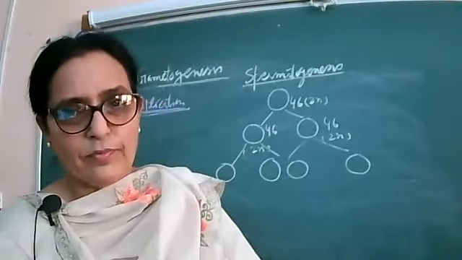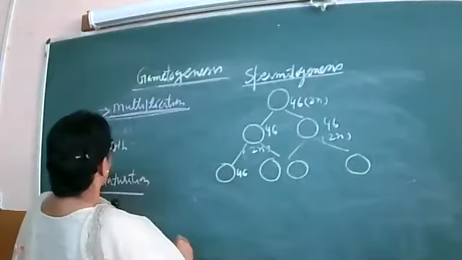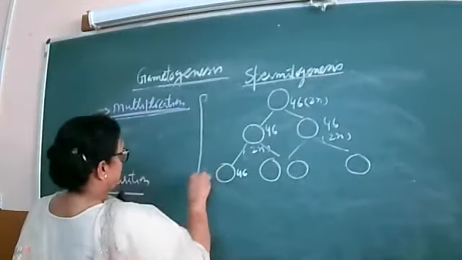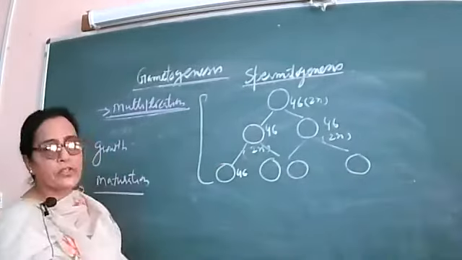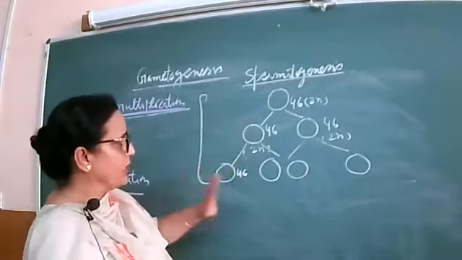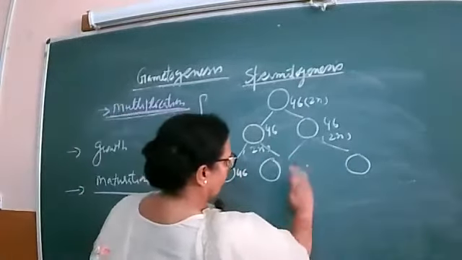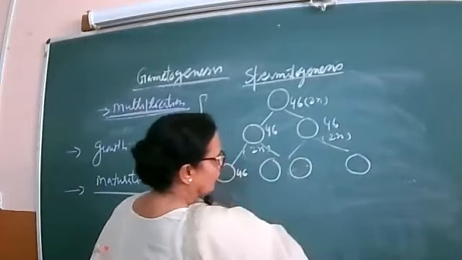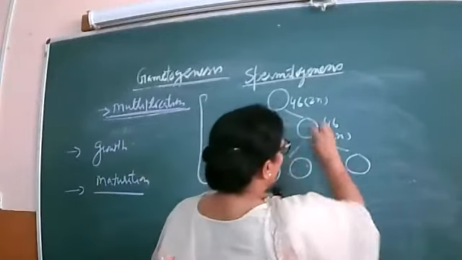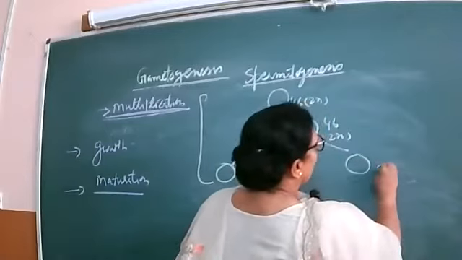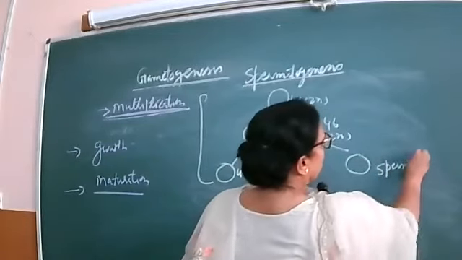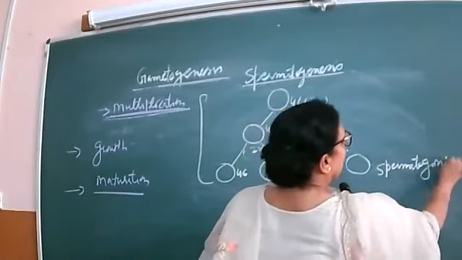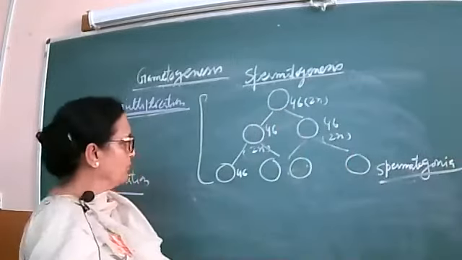Same. Good, good. It means 46 in all the cases. So what has taken place over here? The first event, multiplication. All the cells which are formed are of equal size, and all these are known as spermatogonia. Spermatogonia are formed.